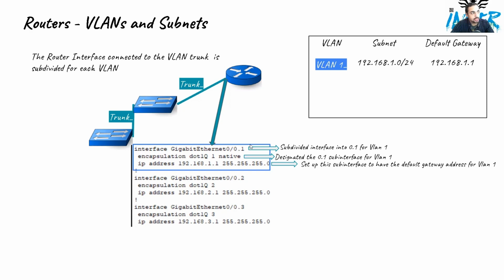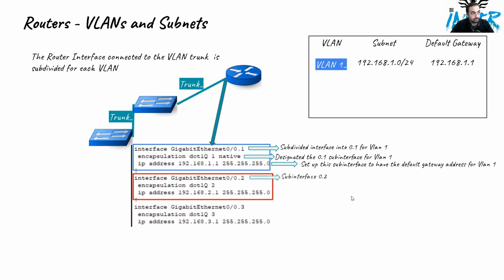Default gateway is what we attached here, 192.168.1.1. So now that we know the information here, let's move on to VLAN 2's configuration.